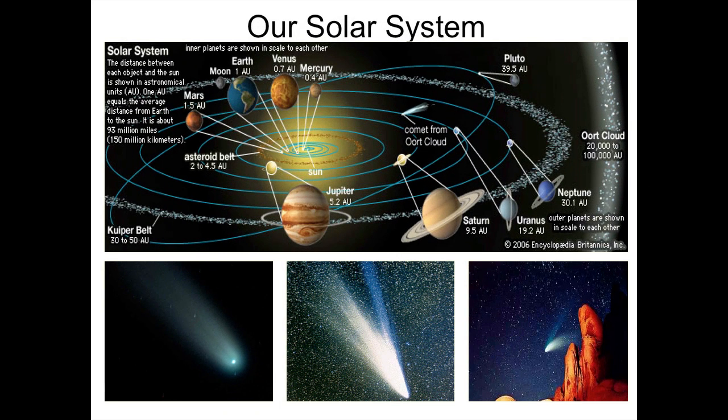We took notes on the sun, we took notes on stars, we took notes on the solar system and the planets, and now we're taking notes on asteroids and comets. And that concludes our solar system unit.